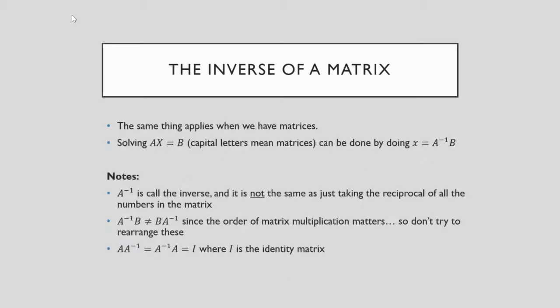So when we have an equation with matrices, we use capital letters. So instead of lowercase ax equals b, it's going to be capital A, capital X equals capital B. So we use capital letters. And we solve that. And actually, I forgot to change.